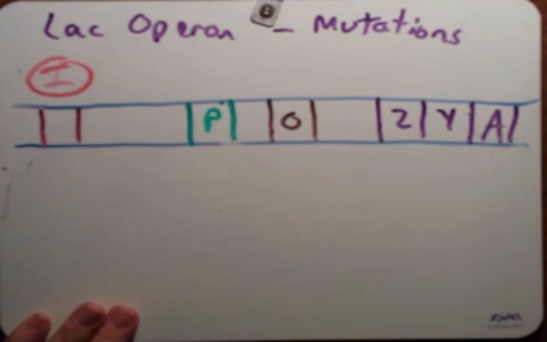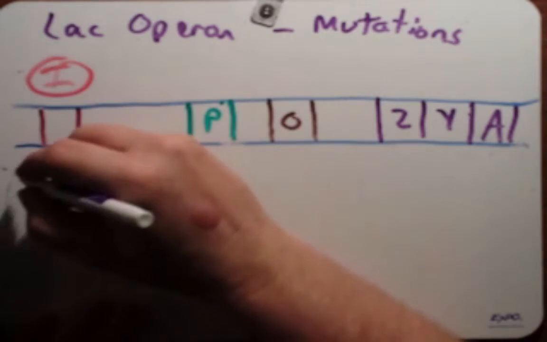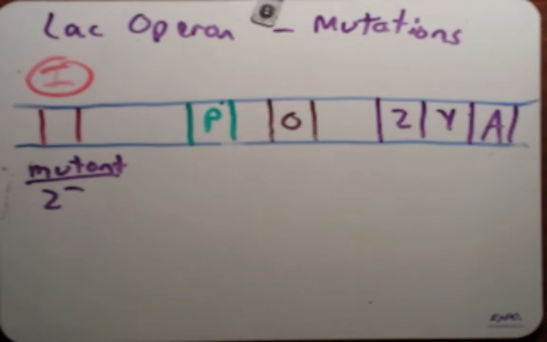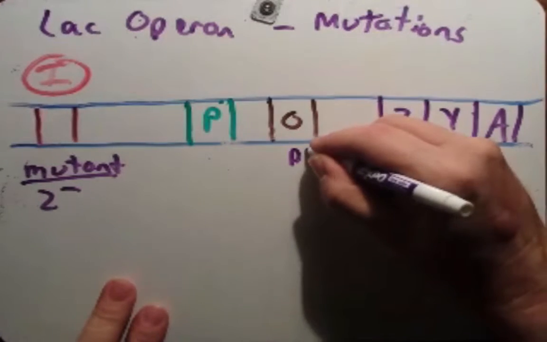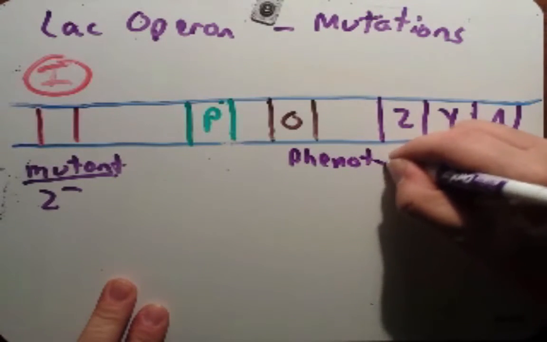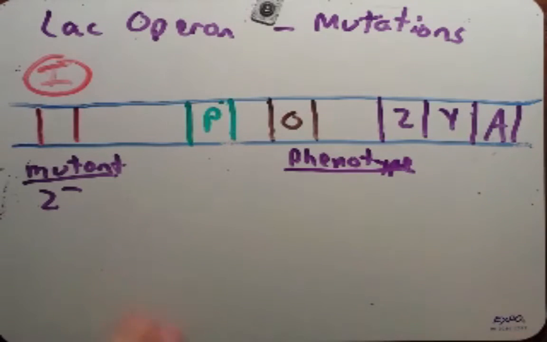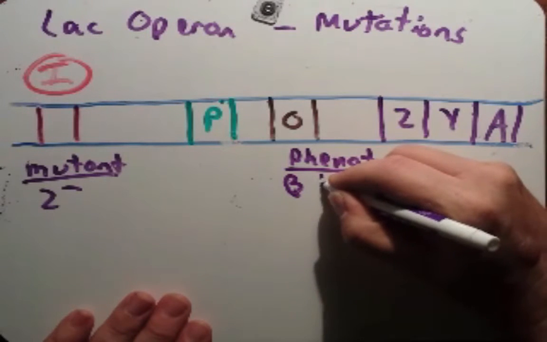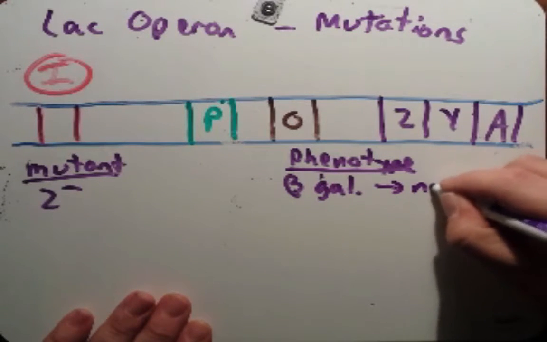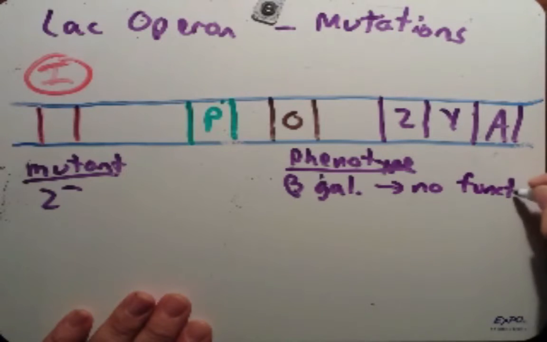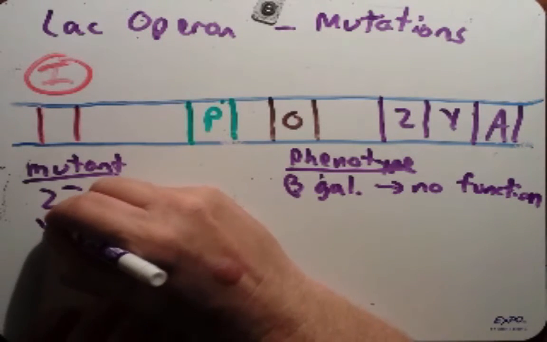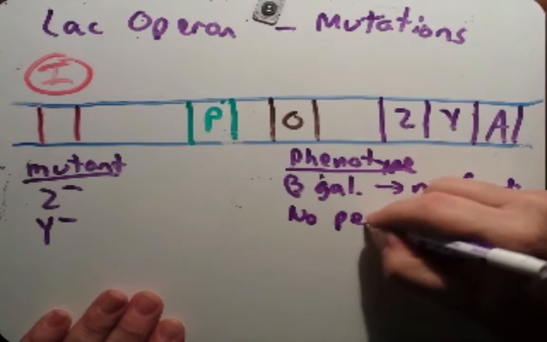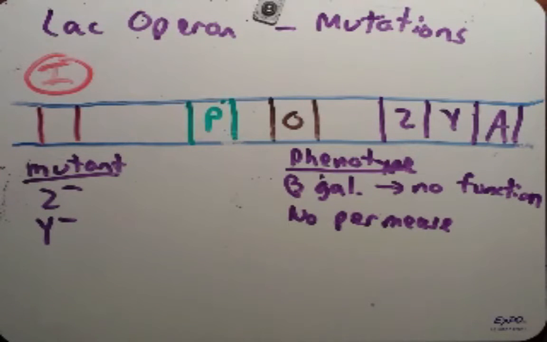If we had a mutation in Z, the beta galactosidase gene, so mutant here, we'll call this Z minus, and then over here we'll write the phenotype. That is the expression. How does it affect the expression? So when the Z gene is mutated, the beta gal function for beta galactosidase, I'm just going to abbreviate it, no function. It doesn't work anymore. The permease mutation, Y minus, resulted in no permease. And this also meant no lactose could get inside of the cell.